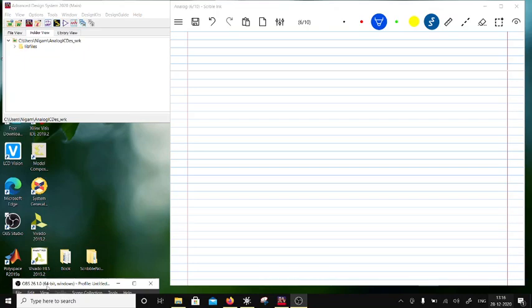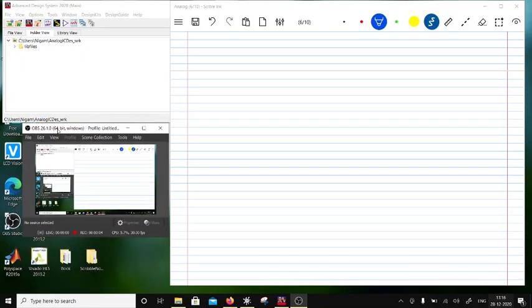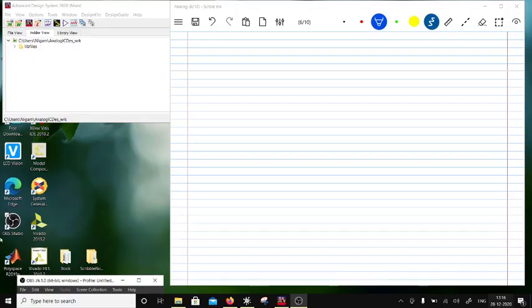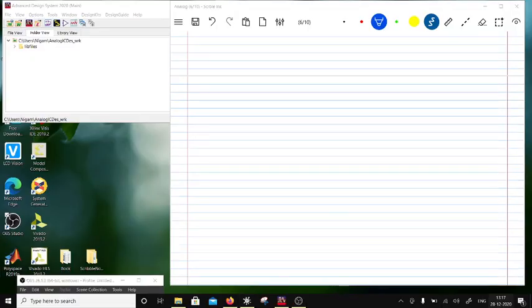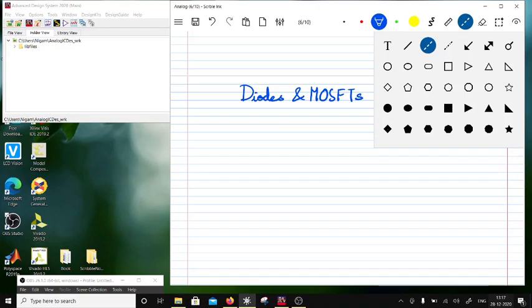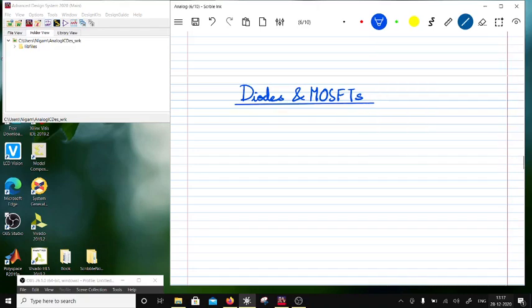Hello, welcome to session 4 in the series Analog Circuit Design using ADS. In this series I'm going to talk about the devices, and the device which I have covered earlier in the section is a diode. What I'm going to do is talk about diodes and MOSFETs, and I'm going to talk about the physical construction of the device and its characteristics.